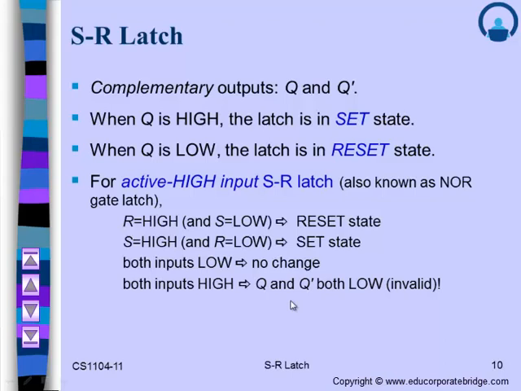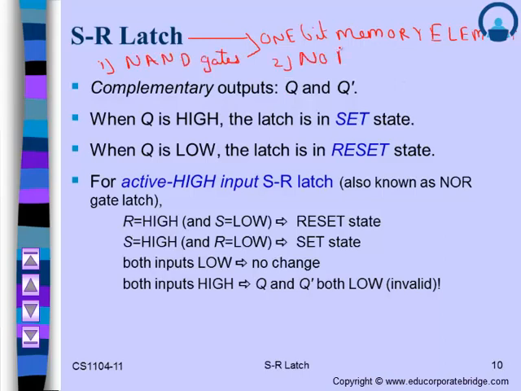Latch, what exactly is the latch? Why do we use it? A latch is actually a 1-bit memory element. Latches can be made of NAND gates as well as NOR gates. The complementary outputs for latches are Q and Q bar.